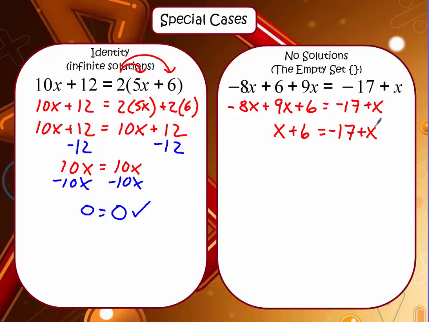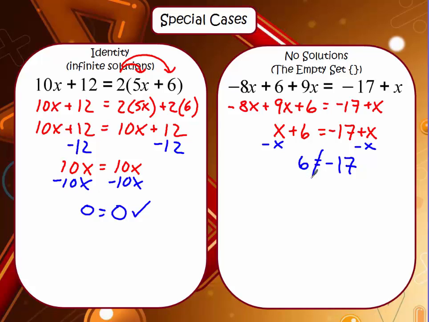Okay, so let's move the x's to one side and see what happens. Well, I'm going to subtract an x from this side and subtract an x from this side. So x minus x is 0, so that leaves me with just 6. And over here, x minus x is 0, which leaves me with just negative 17. And on this planet, 6 does not equal negative 17. This is not true, not equal.